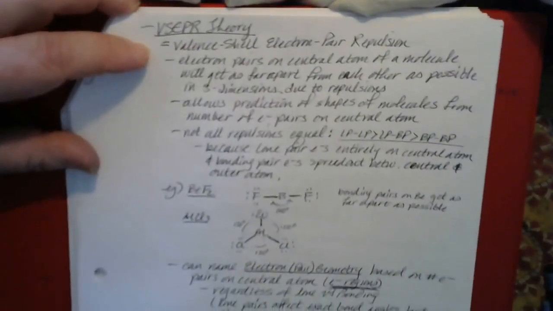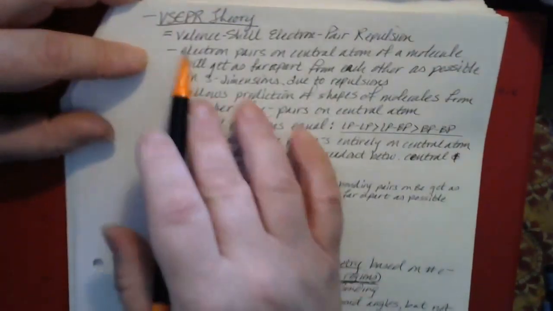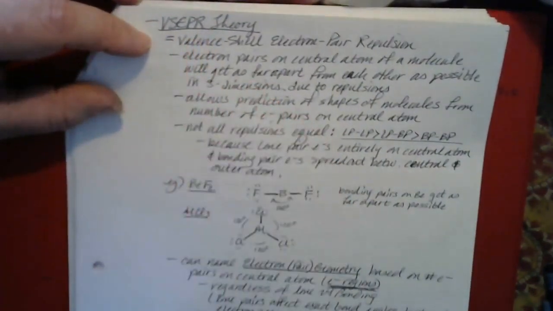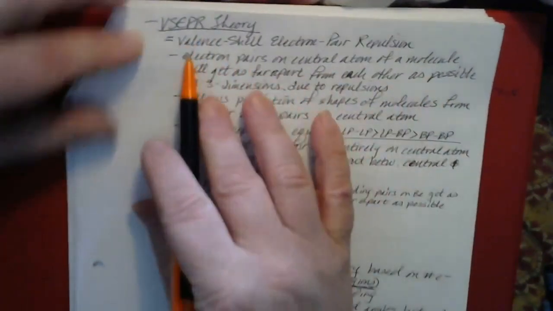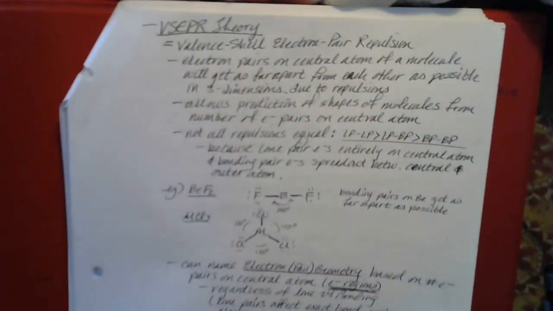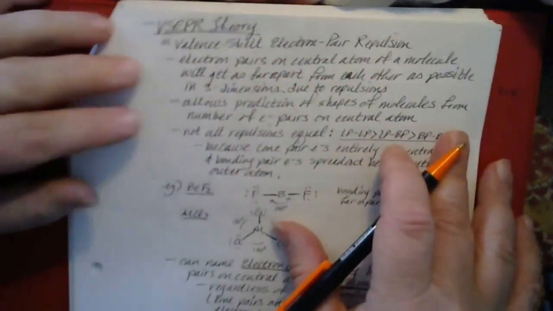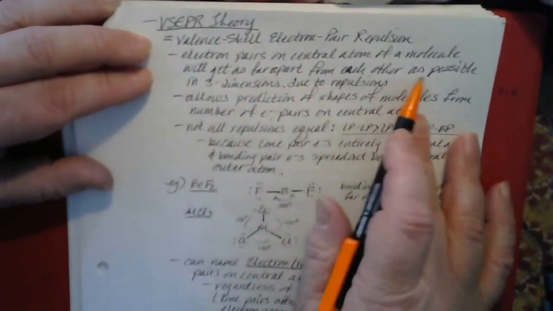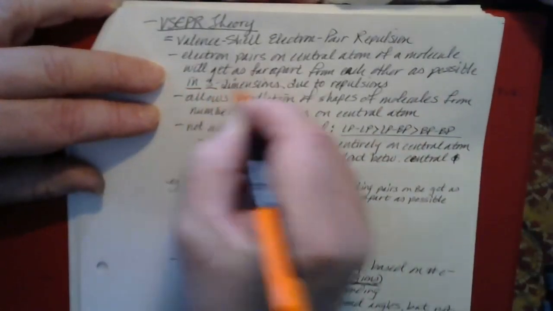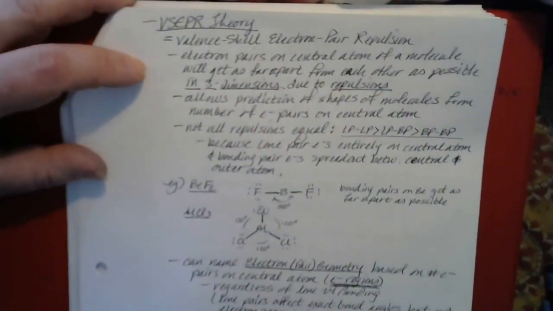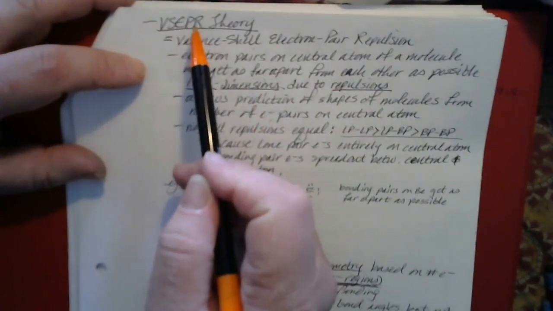And what we come to next is how we actually find the shapes of molecules. And this is known as the VSEPR theory. A lot of people mispronounce that, but anyway, it's the valence shell electron pair repulsion theory. And I just call it VSEPR because I don't think it's really that hard to say. The electron pairs on the central atom of a molecule will get as far apart from each other as possible in 3 dimensions due to repulsions. And that's what the VSEPR theory is all about. Valence shell electron pair repulsion.